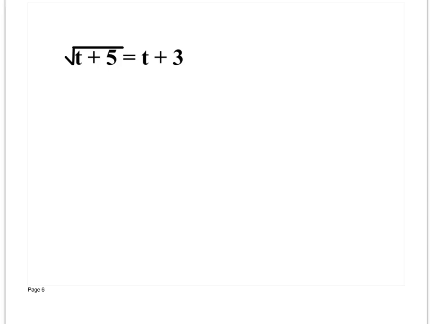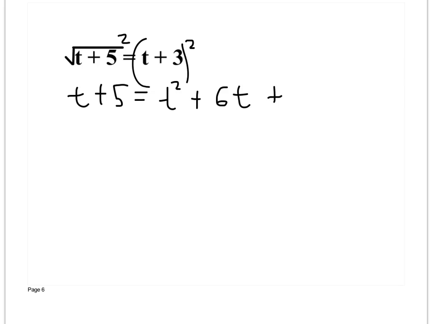So I square both sides, trying to get rid of the radical sign. That leaves me with t plus 5 here. This, okay, t plus 3 squared is the same thing as t plus 3 times t plus 3, which gives me t squared plus 6t plus 9. If you need to FOIL it, that's okay. But you know this is a perfect square trinomial. So it's the first thing squared plus 2 times the first thing times the second thing plus the second thing squared.